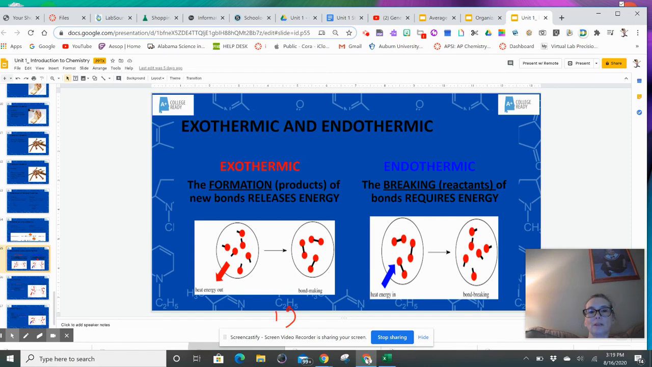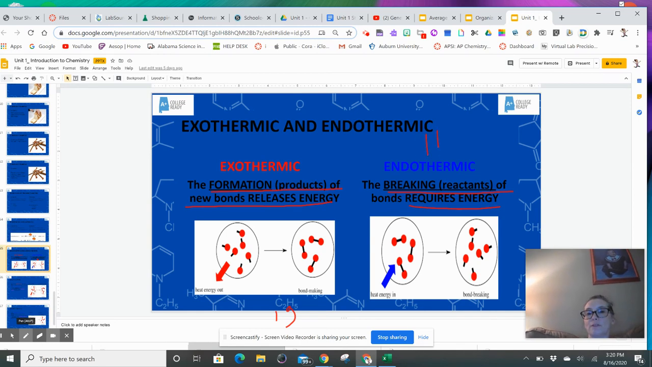Exothermic processes are things like the formation of products, or the forming of new bonds, which is always exothermic. We're releasing energy. So when we put two atoms together to make a compound, that bond that forms between those atoms actually releases energy. Endothermic is breaking bonds. That requires energy. We have to put in some energy to separate those two atoms apart.